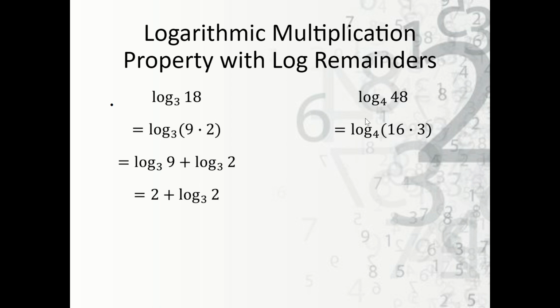So we can rewrite this as log base 4 of 16 plus log base 4 of 3. Now, 4 to what power equals 16? We should notice that 4 to the second power equals 16. So this is really 2 plus log base 4 of 3. We can't simplify this because 3 is not any kind of a power of 4. So we'll just leave it like this: 2 plus log base 4 of 3.